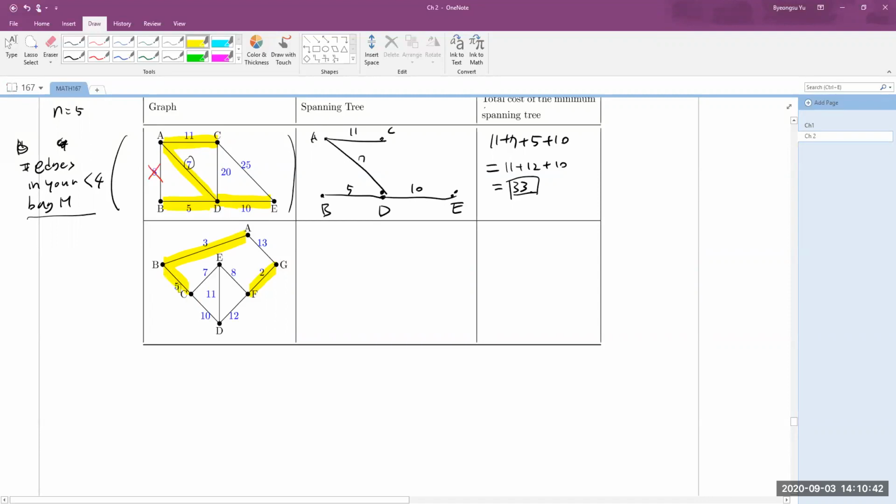And next smallest edge is CE, and CE also doesn't give you a cycle, so you can add CE. And next one is EF, and again, EF doesn't give you any cycles, so you can add EF. And next smallest one is 10, CD, and CD also doesn't give you a cycle, so add CD. Then all other edges, for example, 11, 12, 13, give you cycles, so you cannot add them. So the final answer is this.